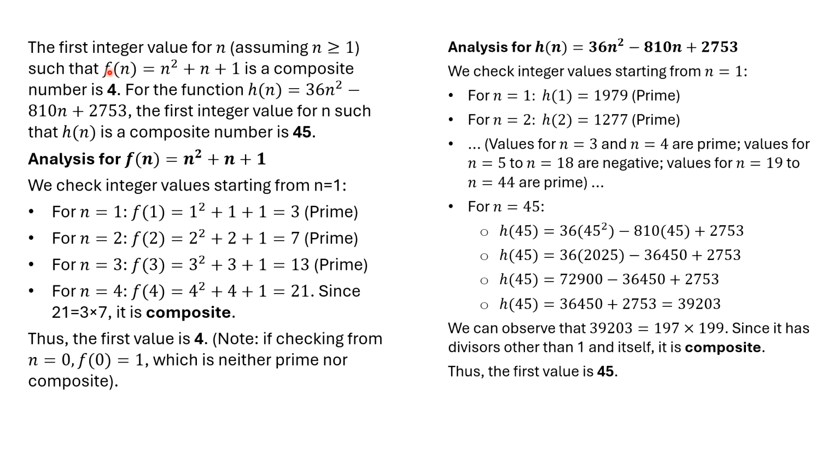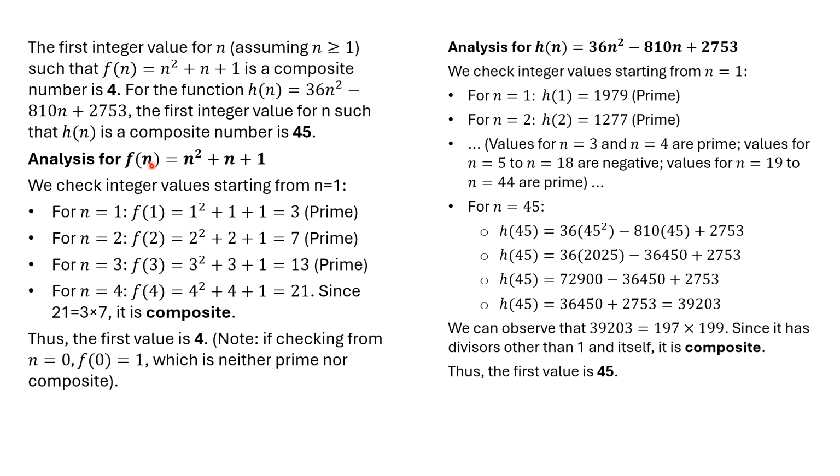So let's look at the first one, f of n equals n squared plus n plus 1. And we want to find the first value of n greater than or equal to 1 such that we get a composite number. And the answer is 4, and I'll show you that here. And then we have the second problem I'll get to in a minute.